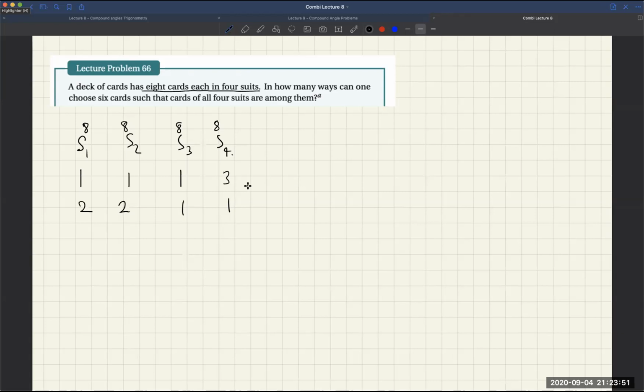Okay, and 1, 1, 1 taken from these first 3 suits can happen in how many ways? It can happen in 4 choose 3 ways, right? First you will choose the suits which will take 1 card each. Okay, this can happen in how many ways? Choosing this 2 can be taken from first and second. This can happen in 4 choose 2 ways. Am I clear? That makes sense, guys?